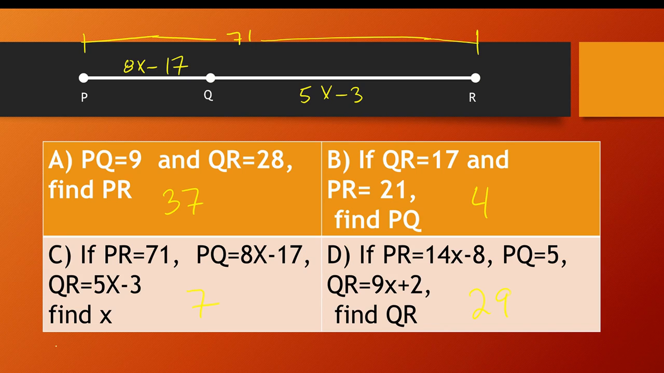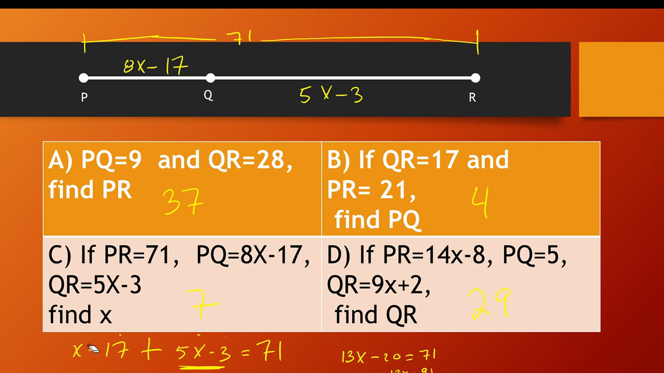So I'm going to work it out down here. We're going to add 8x minus 17 plus 5x minus 3, and set that equal to 71. So this right here is our PQ, and this here is our QR, right? So PQ plus QR equals PR. And from there, combine like terms. That would have given us 13x minus 20 equals 71. Add 20, 13x equals 91. Divide by 13 and we get 7.